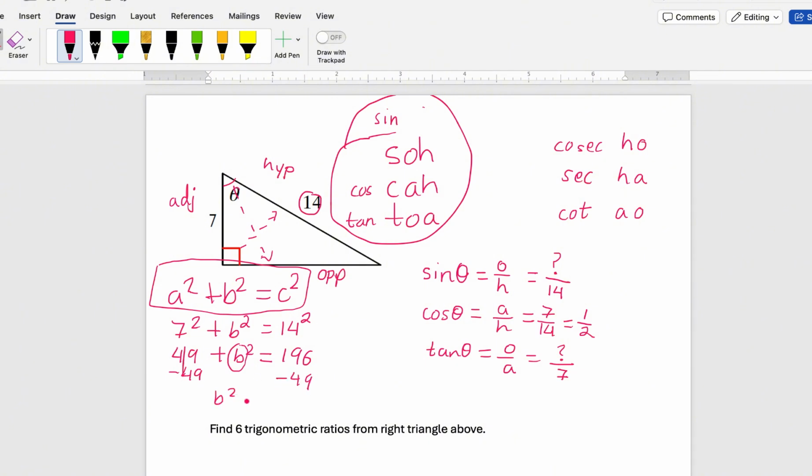I'll be left with b squared equal to 16 minus 9, which is 7. 8 minus 4 is 4. And we have b squared equals 147. The opposite of square is square root, so we're going to square root both sides.